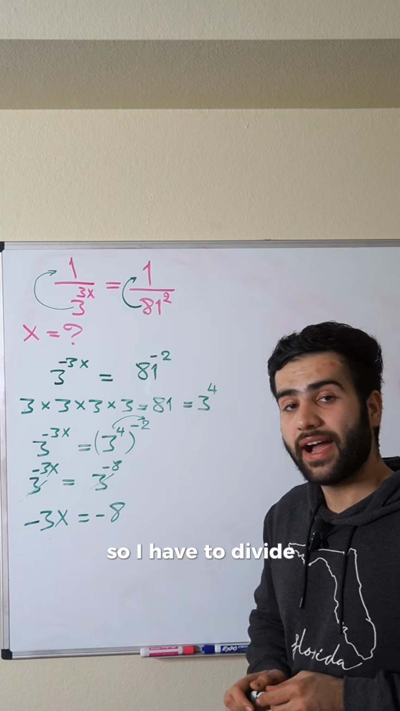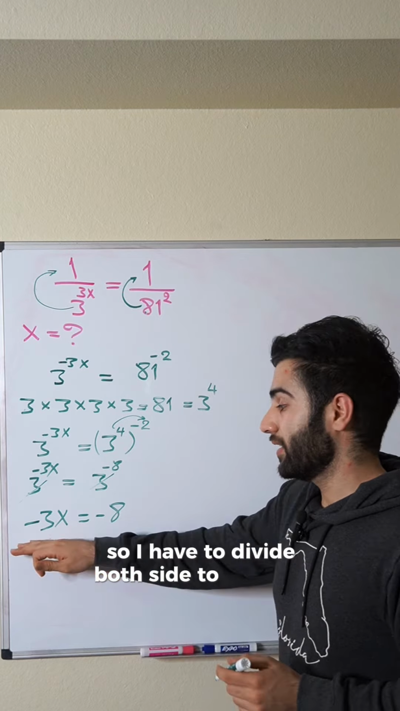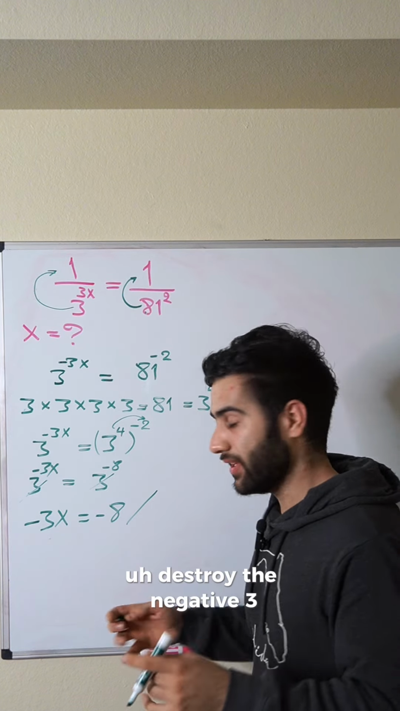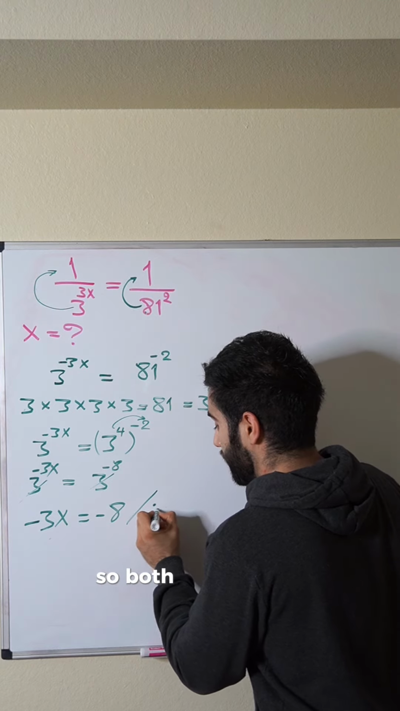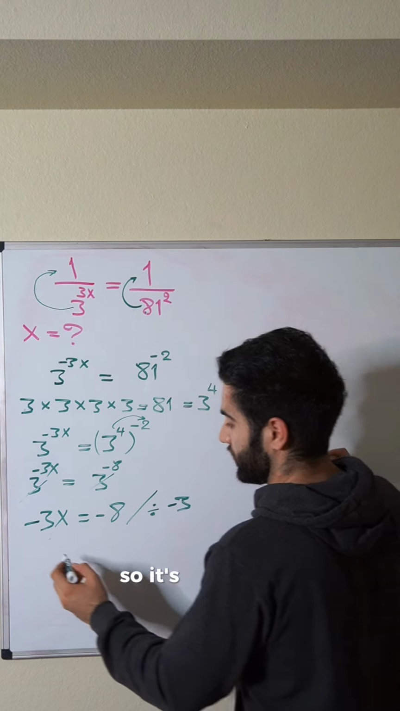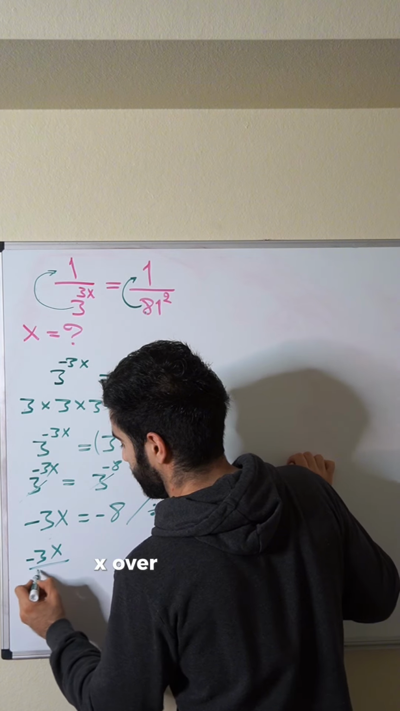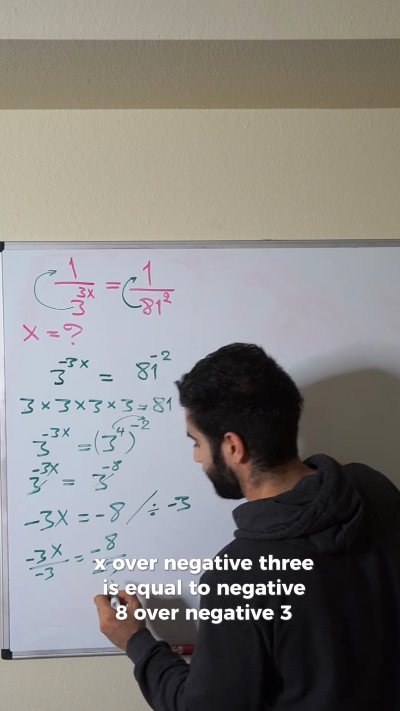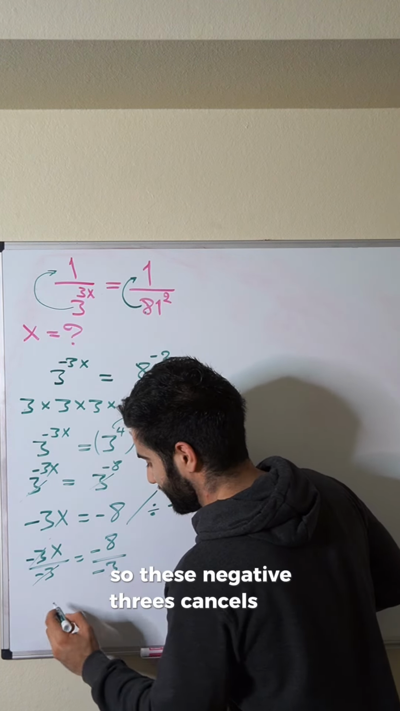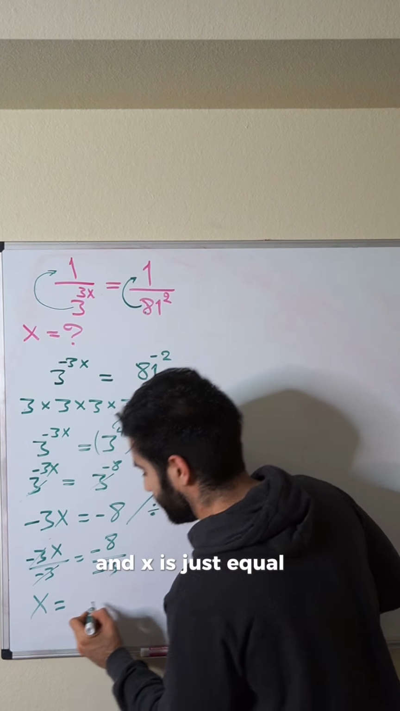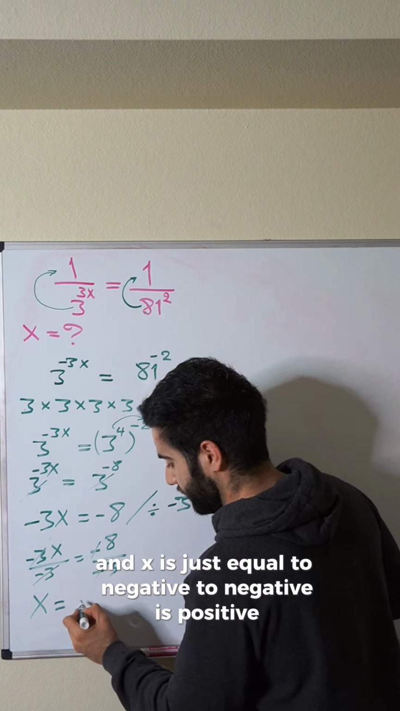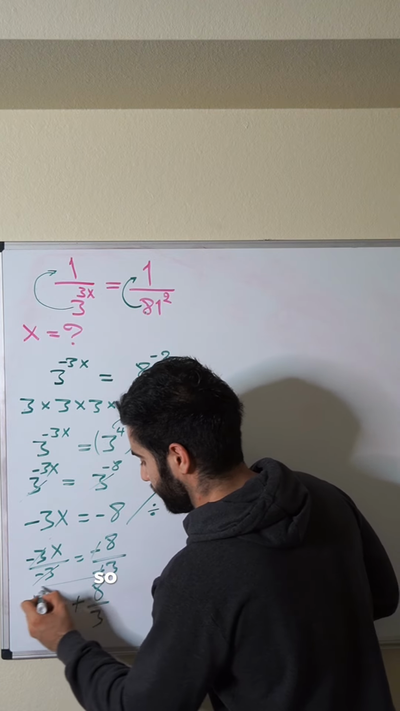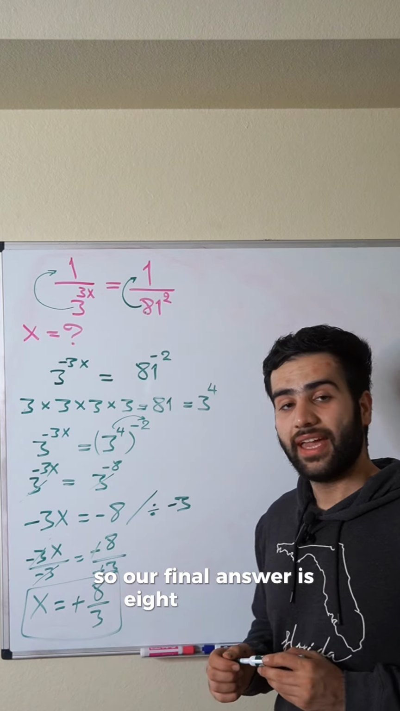I have to divide both sides by negative 3 because I just want to get rid of the negative 3. So both sides divided by negative 3: negative 3x over negative 3 is equal to negative 8 over negative 3. These negative 3's cancel out and x is equal to, negative over negative is positive, so positive 8 over 3. So our final answer is 8 over 3.